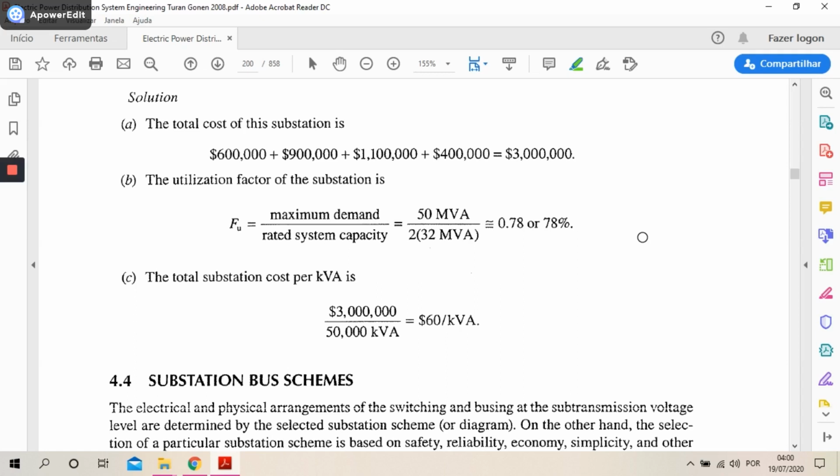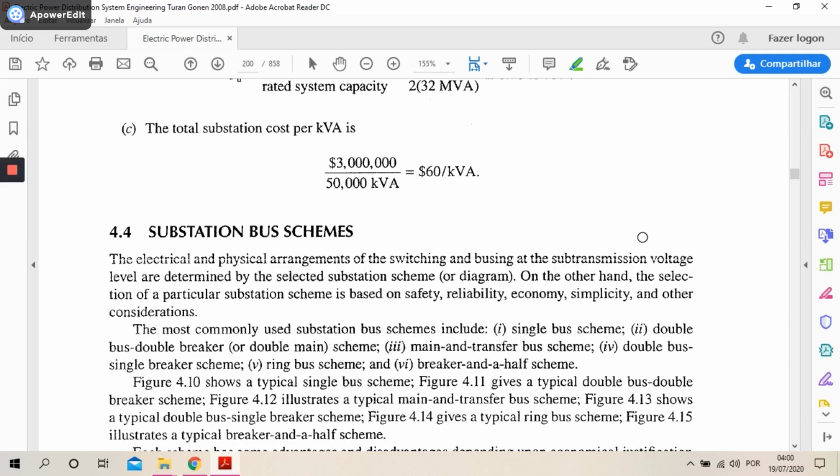The utilization factor of the substation is FU equals the maximum demand divided by the rated system capacity, 50 MVA divided by 2 times 32 MVA, which is approximately equal to 0.78 or 78%. The total substation cost per kVA is $3 million divided by 50,000 kVA, which is $60 per kVA.